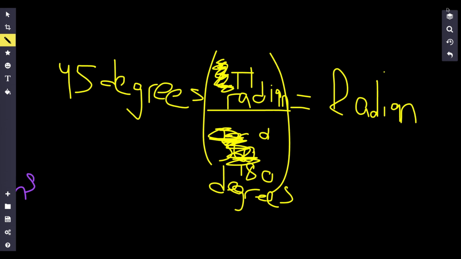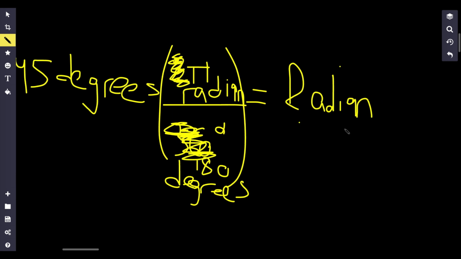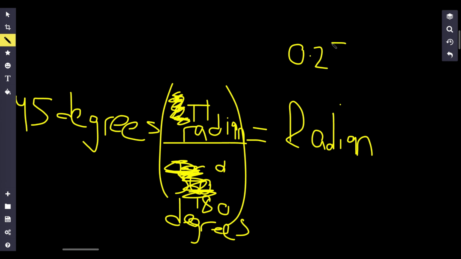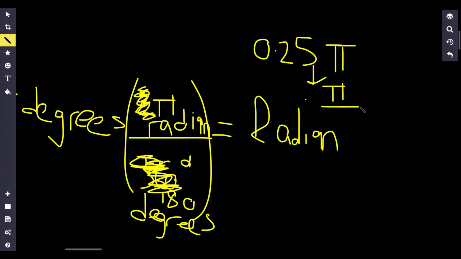And simplifying this, we get 0.25 pi. But usually for radians, we like to write it as a fraction. So we just write pi over 4 as our answer.